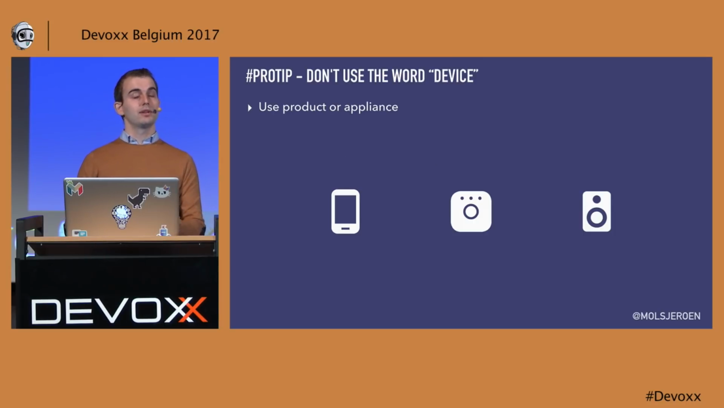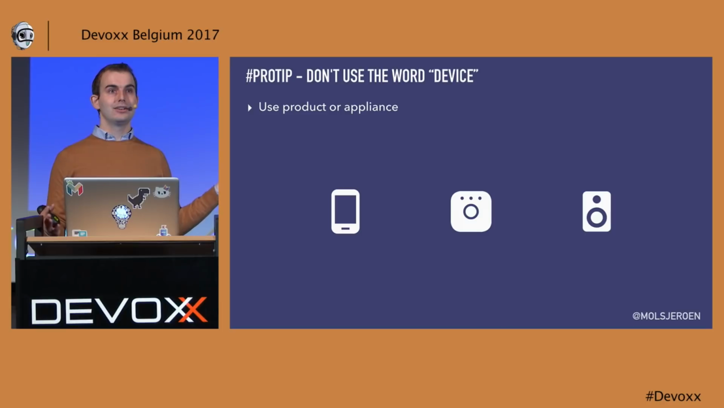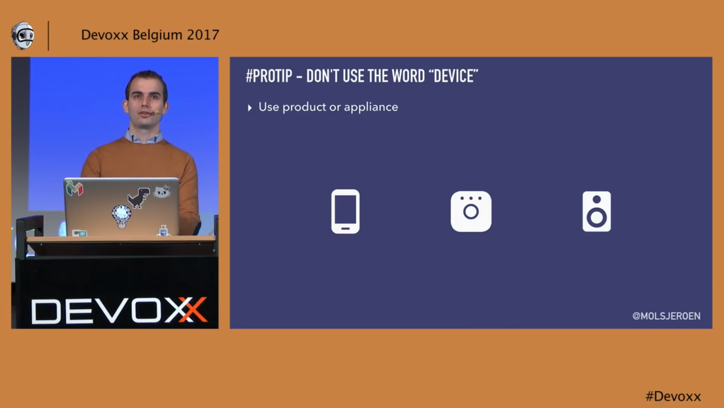I also have a pro tip for this section, and that is try not to use the word device. What is a device? Everything here can be a device, right? So just name it, it's a product or an appliance or name it by what it is. This is a speaker, this is a bridge, this is a phone. Otherwise, you're going to have these confusing conversations with your coworkers.